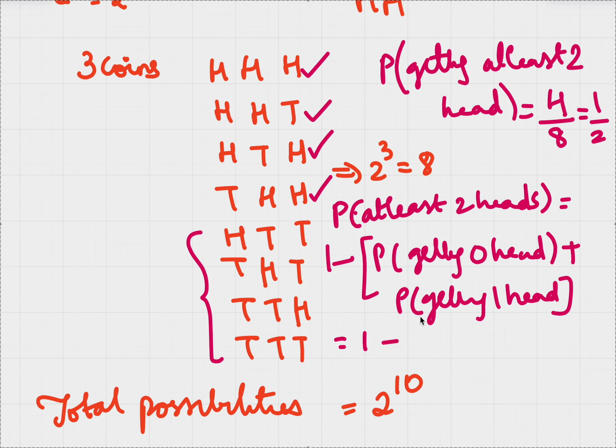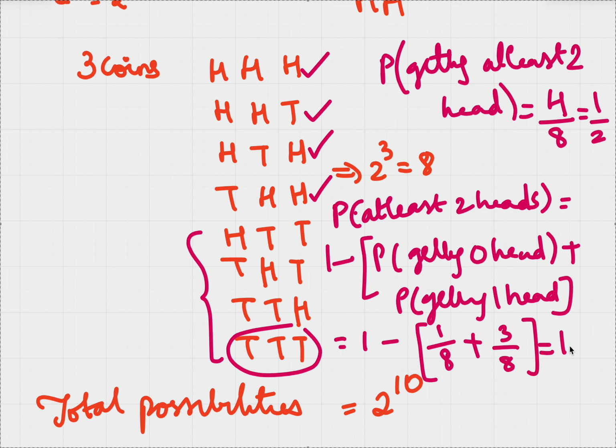So 1 minus, for 0 heads, what is the possibility? Only 1. So it will be 1 by 8, plus for 1 head it's 3 by 8. So this is equal to 1 minus 4 by 8, which is again 4 by 8, which is 1 by 2. So by the complementary method also we got the same answer.